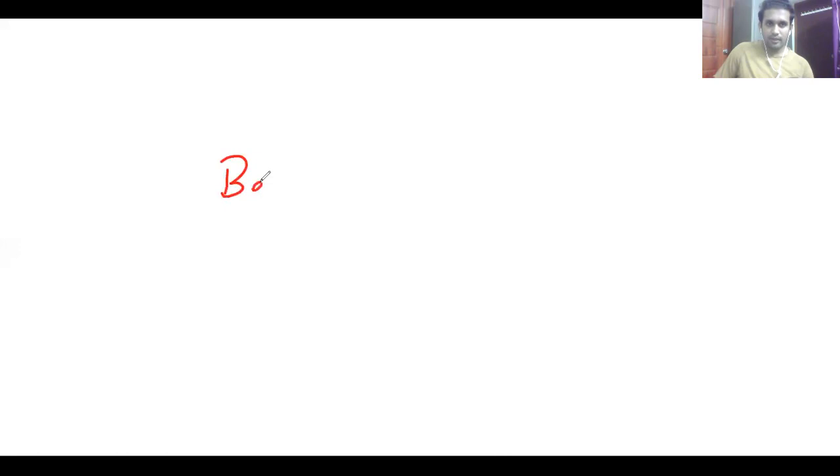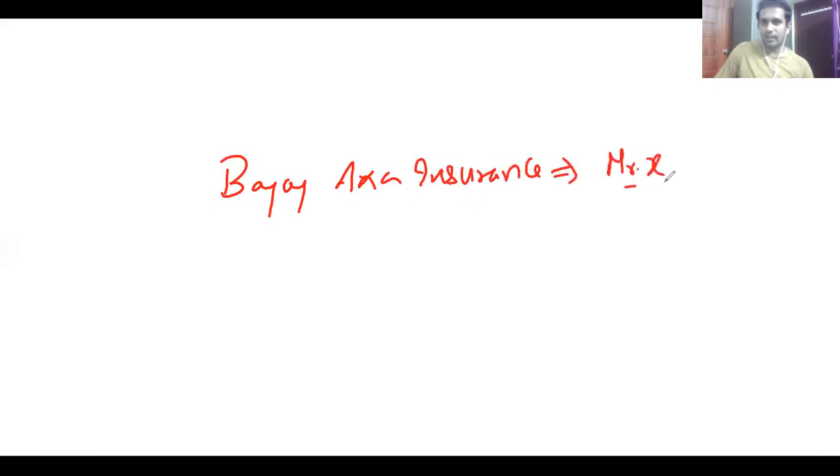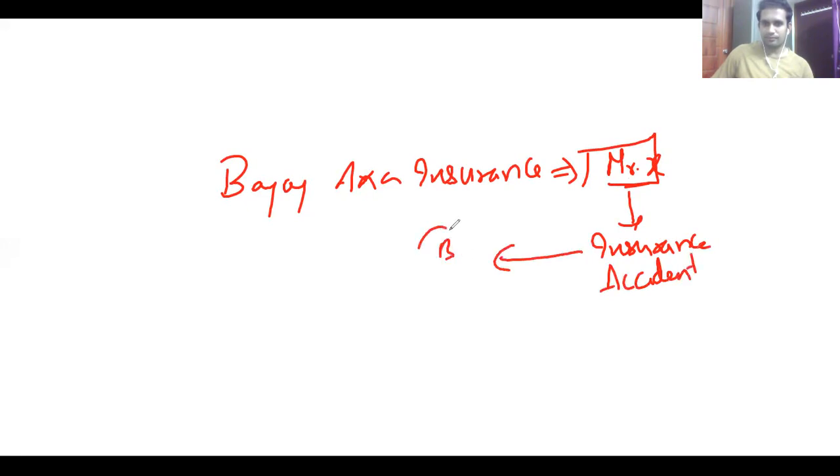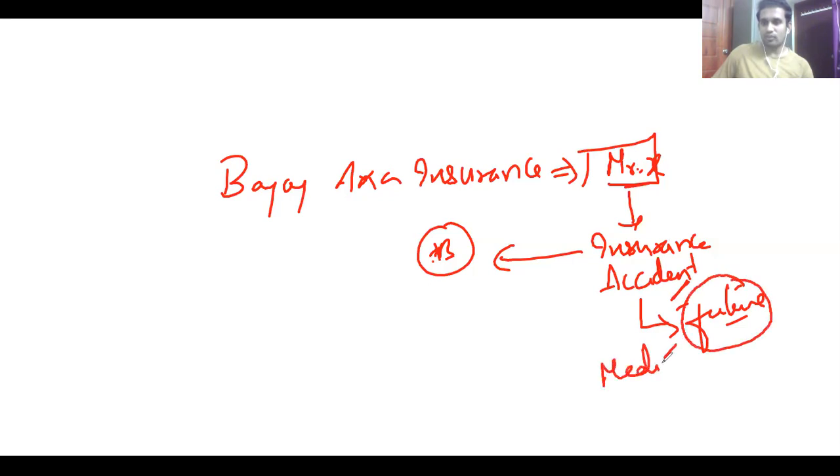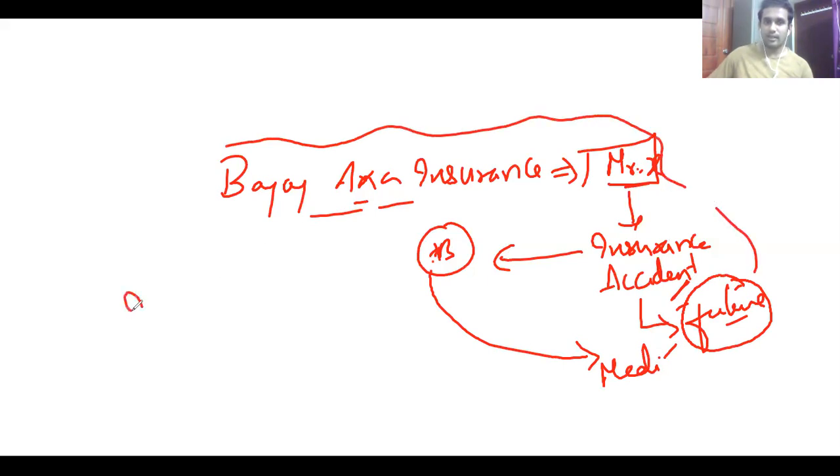Fine. So here I am having Bajaj AXA insurance, and here I am having Mr. X. So Mr. X has taken the insurance, accident insurance, from Bajaj AXA life insurance. From this particular company, Mr. X has taken the insurance. It means what? If Mr. X meets with any accident in future, could be next minute also, could be next hour also, whatever it is, whatever his medical expenses will be there, all those expenses will be paid by Bajaj AXA. This relationship is called as indemnity.